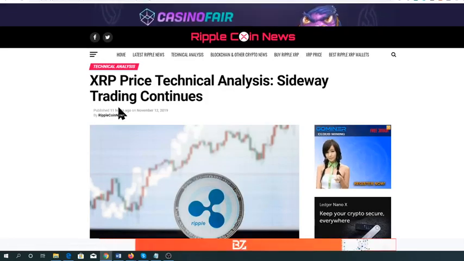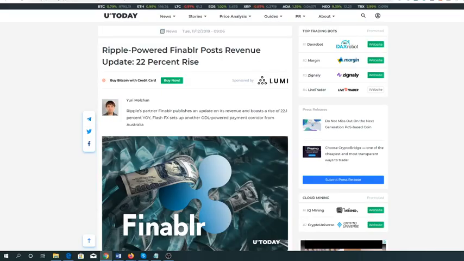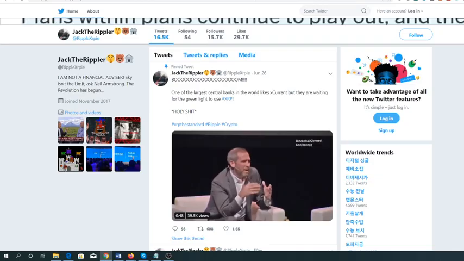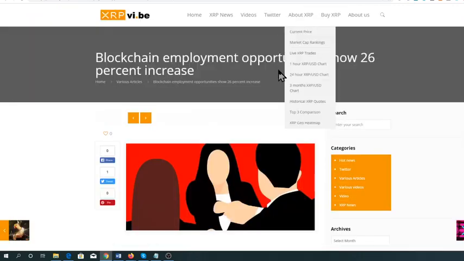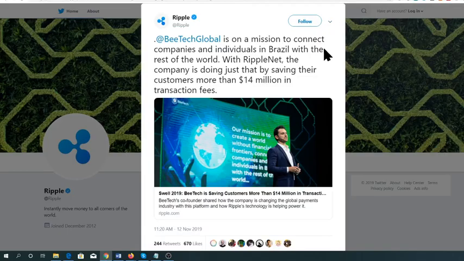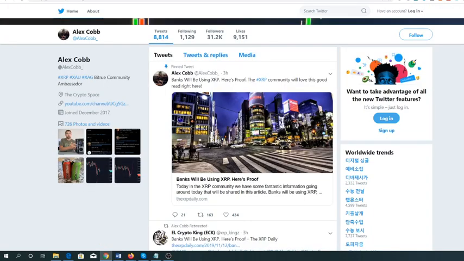Then we will look at some of the XRP related news from different news writers and providers. Then we will look at Twitter, because today we have a lot of updates from Twitter, which shows a lot of improvement and a lot of new partnerships, real world use cases for our favorite coin or digital asset, as we put.